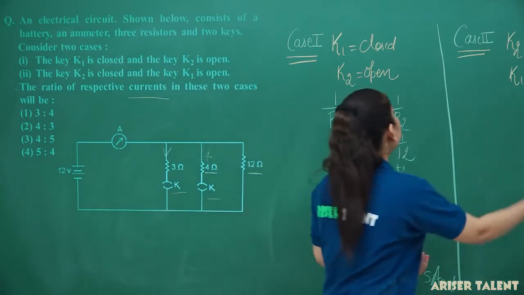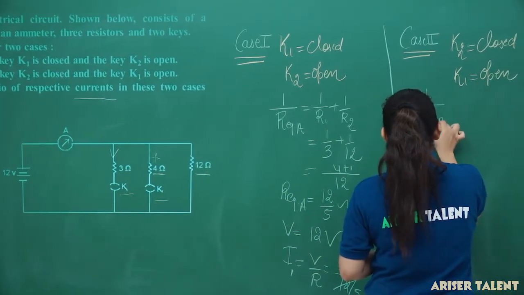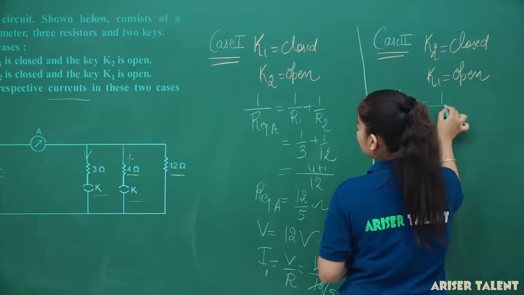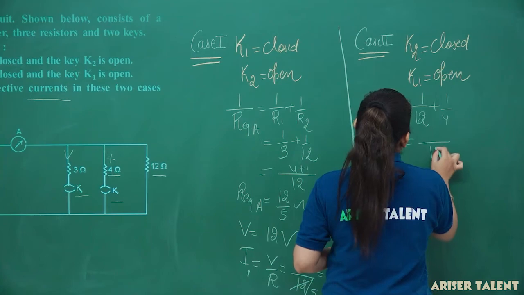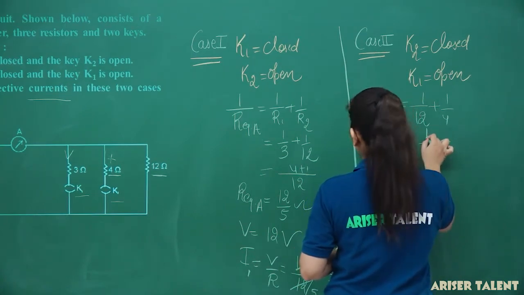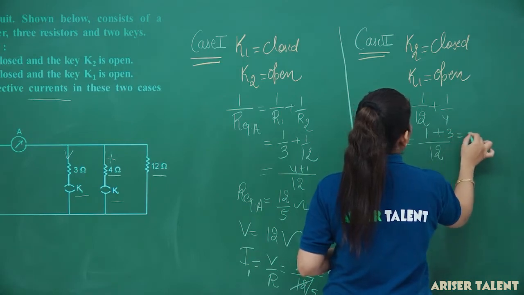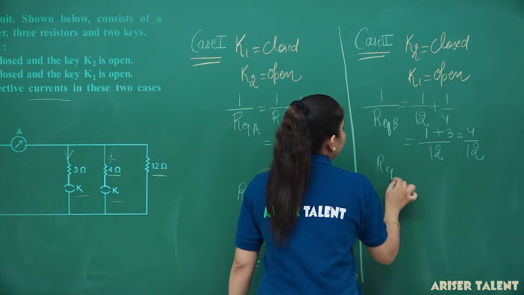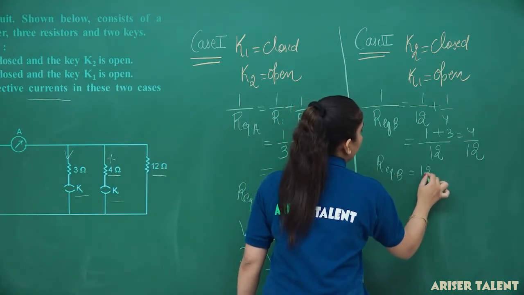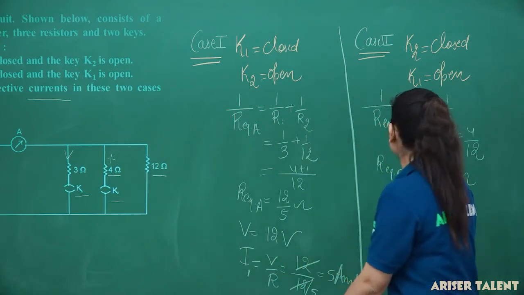So 4 ohm and 12 ohm, again they are connected in parallel. So we can write it as R equivalent of B will be 1 upon 12 plus 1 upon 4. And it came out to be 1 upon 1 plus 3, that is equal to 4 upon 12. And R equivalent in case of B will be 12 upon 4, that is equal to 3 ohm.